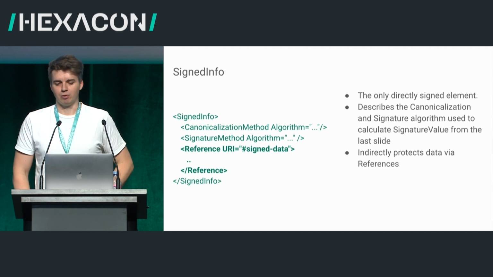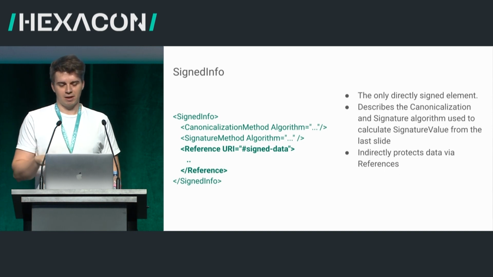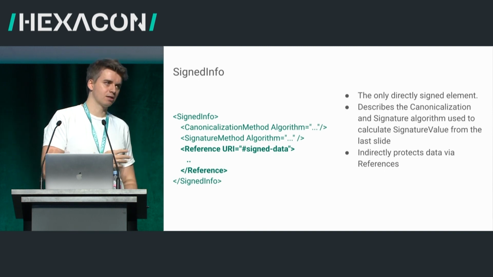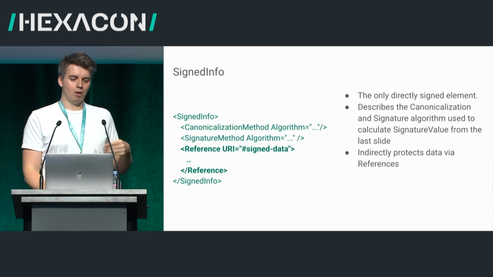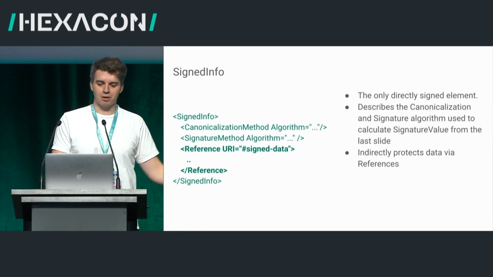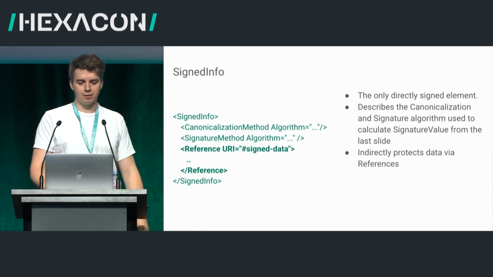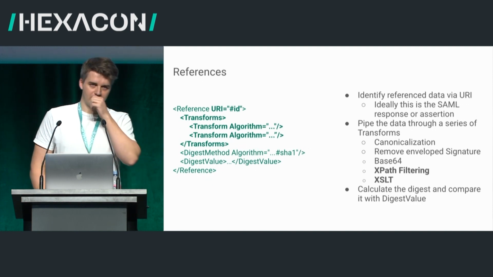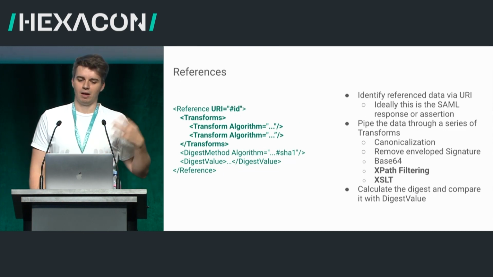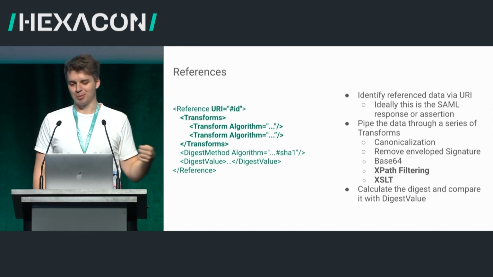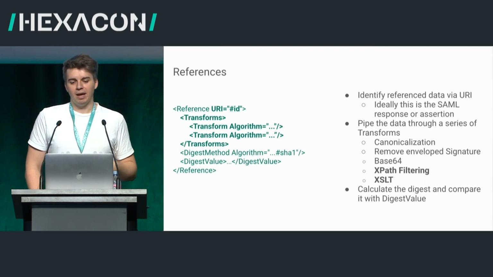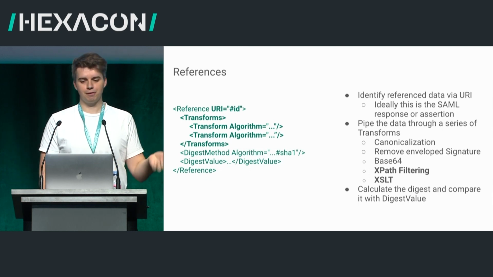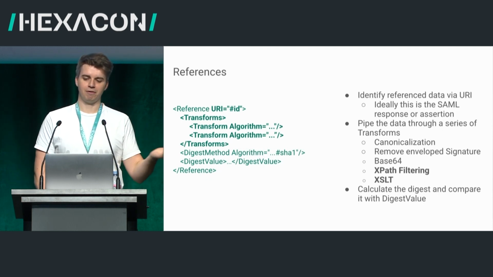Instead, we want to look at the reference element. Reference elements are used to extend the integrity protection of the signed info element to other parts of the document, for example, the outer response or the assertion element, so the stuff we actually care about, right? And a reference identifies the data it protects using a URI. And again, in the ideal world, this would be a response or an assertion. And then this is where it gets exciting. It specifies a number of transforms that get applied to the reference data.